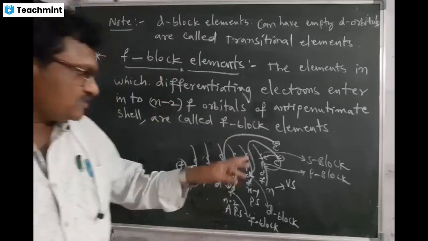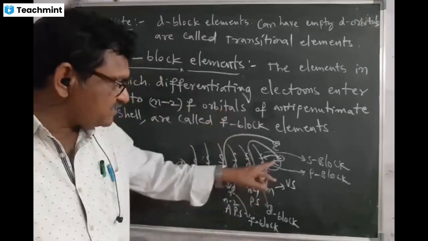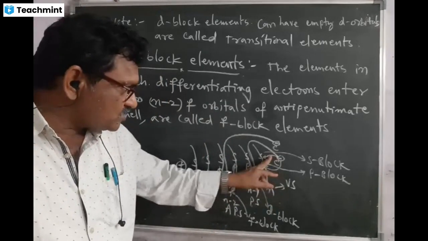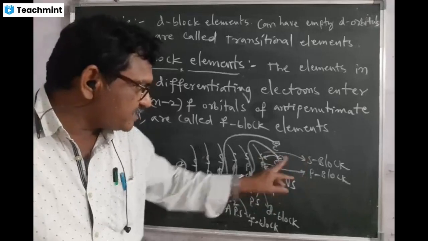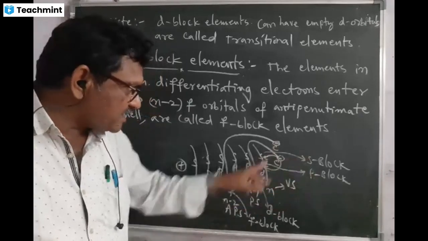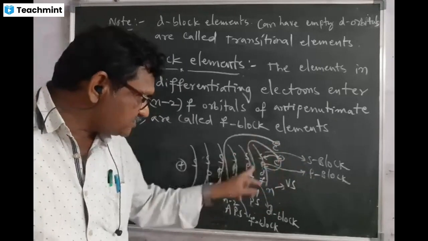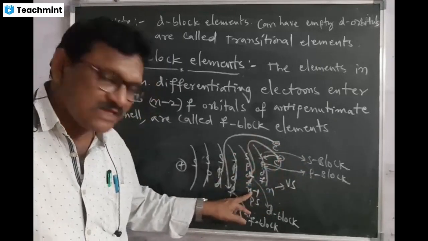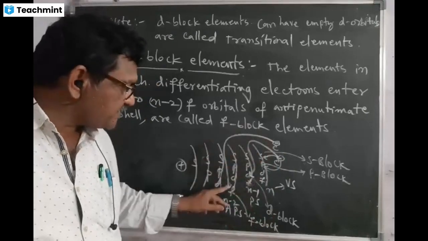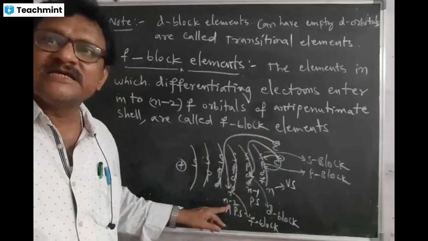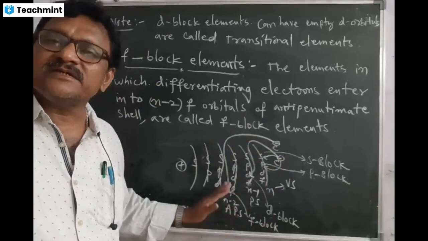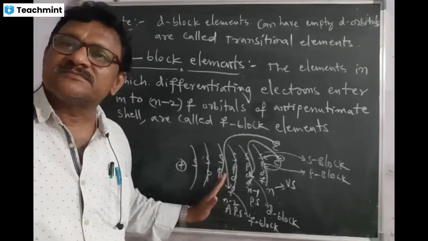One more time I will explain. Listen carefully. If an electron enters into s orbital of the valence cell, those are called S block. If an electron enters into p orbital of the valence cell, that is called P block. Or otherwise, if an electron enters into d orbital of n minus 1 cell, that is D block. If an electron enters into f orbital of the anti-penultimate cell, that is called F block. Have you understood?